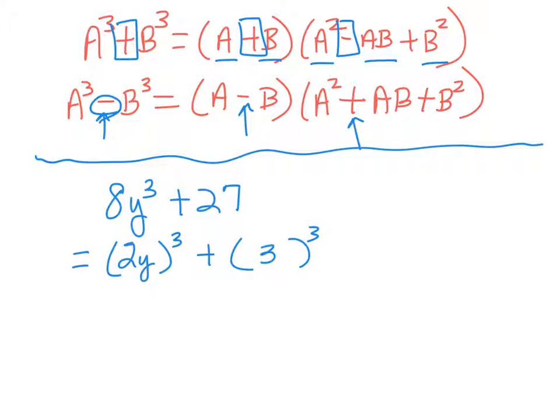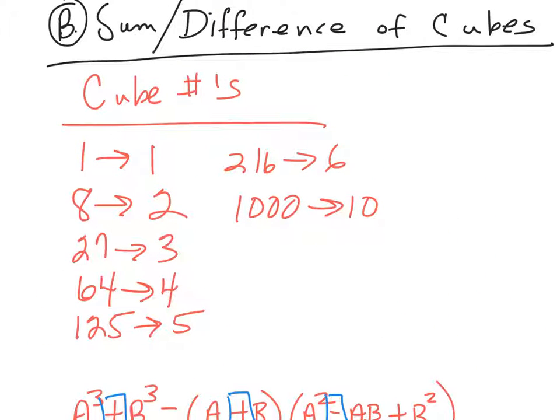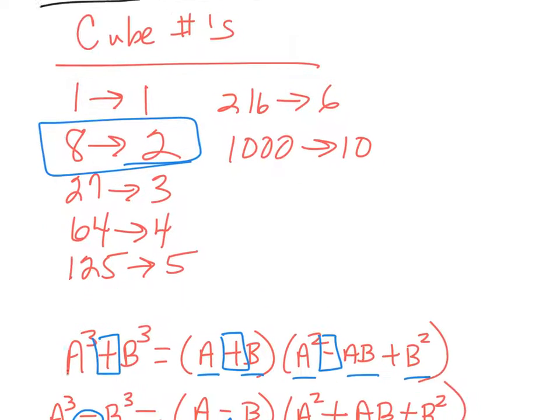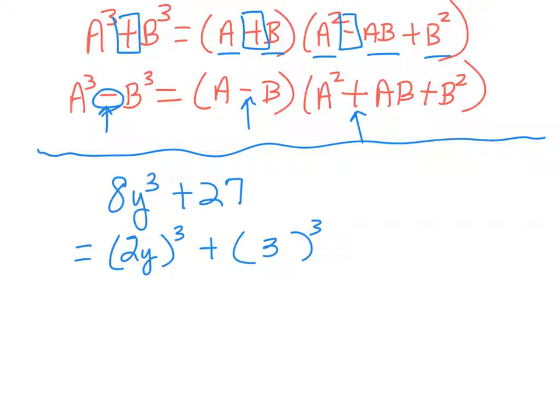So you're doing 2y just because 2 goes into 8? Not just because 2 goes into 8, but remember in our list up here, 8 was 2 times 2 times 2. It was 2 cubed. So that's why I chose 2. And I chose 3 because 27 was 3 cubed.